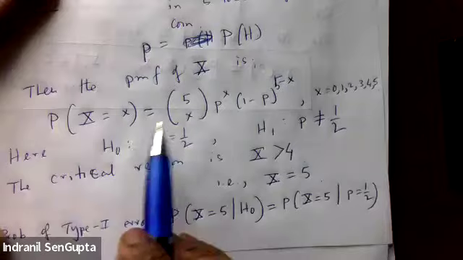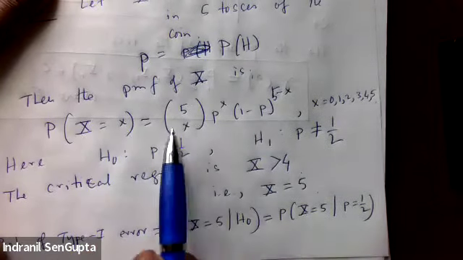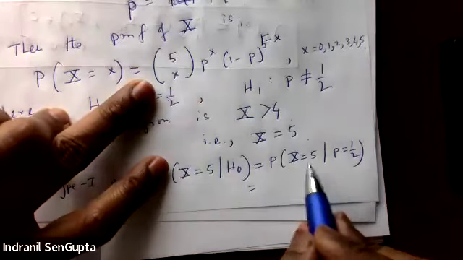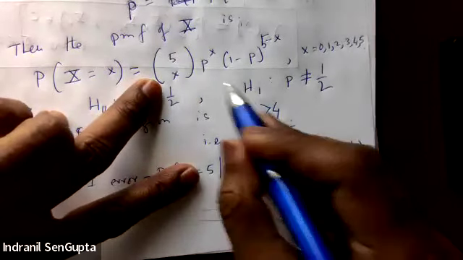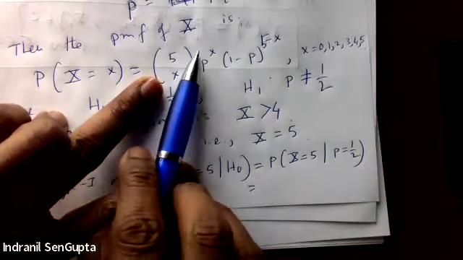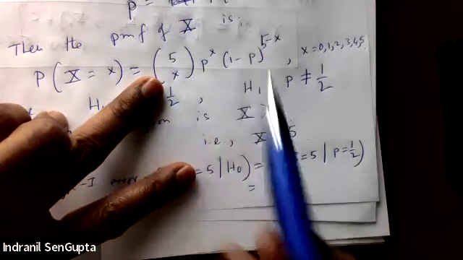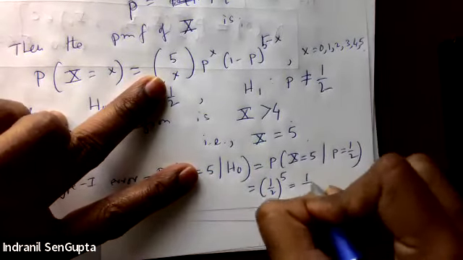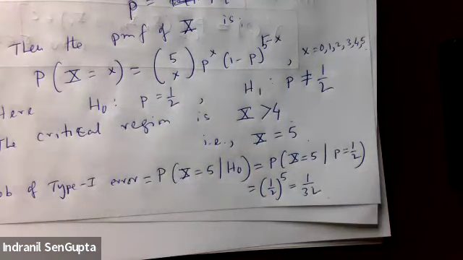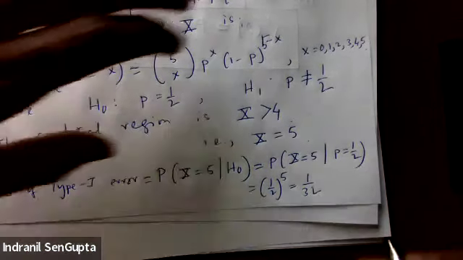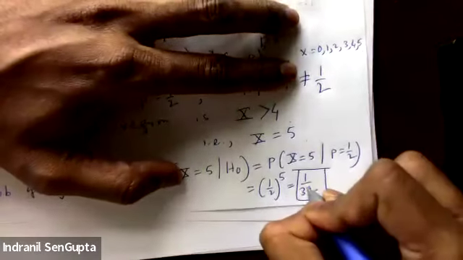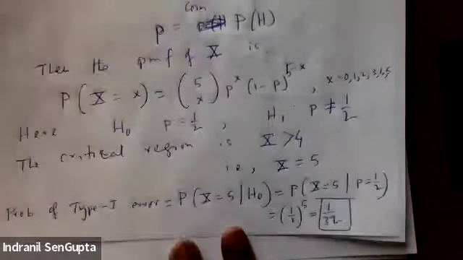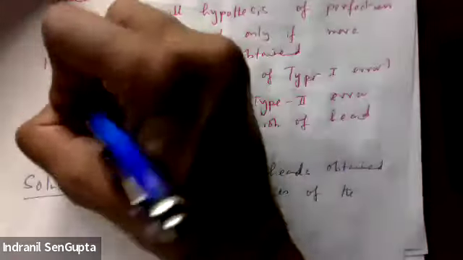And now we have this formula, the probability of x equals x for a given P. So it's really 5 choose 5, which is 1, times 1/2 to the 5, and then 1/2 to the 0. So it's really 1/2 to the 5th power, which is 1/32. So the probability of type 1 error is 1/32. That's answered. All right, so we are done with the first part.